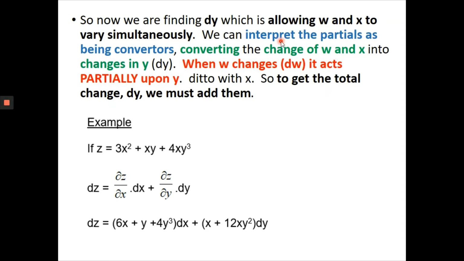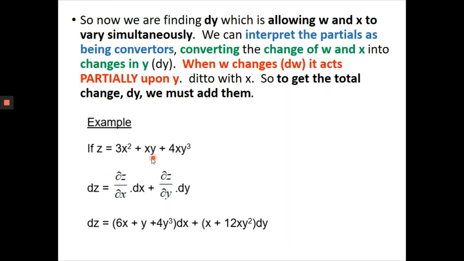So we can also interpret these partial derivatives as converters. All right, so if we go back down to this here, we need to think of these as converters, converting the change of, in this case, x and y into changes in z.